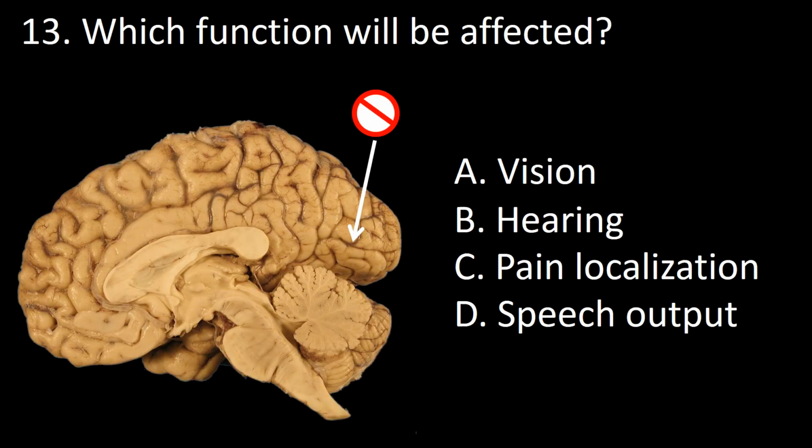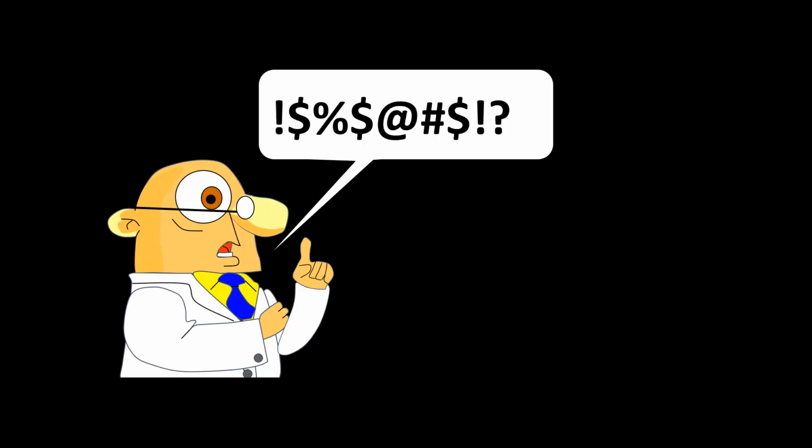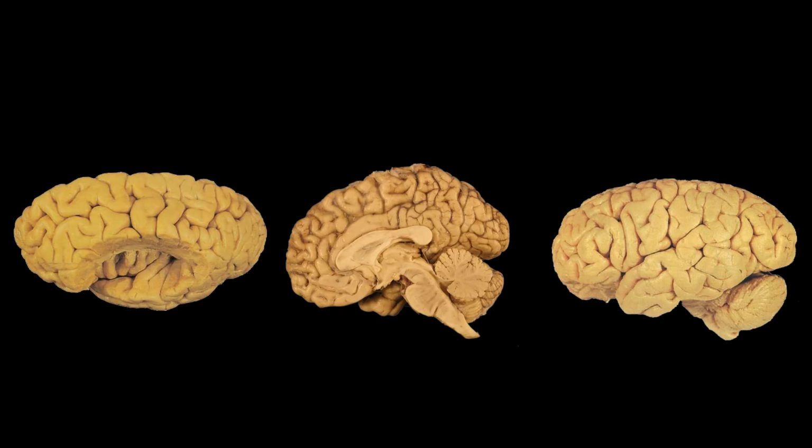A. Vision. B. Hearing. C. Pain localization. D. Speech output. To answer this question, we will look at the brain in 3 different views. The from above view, the mesial view, and the lateral view.